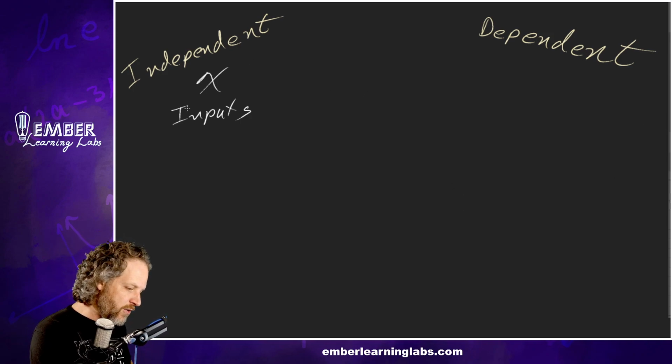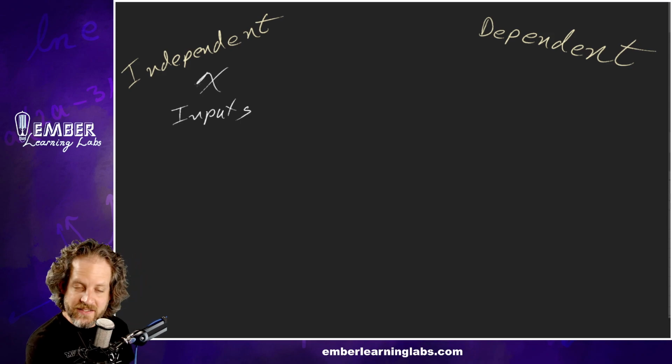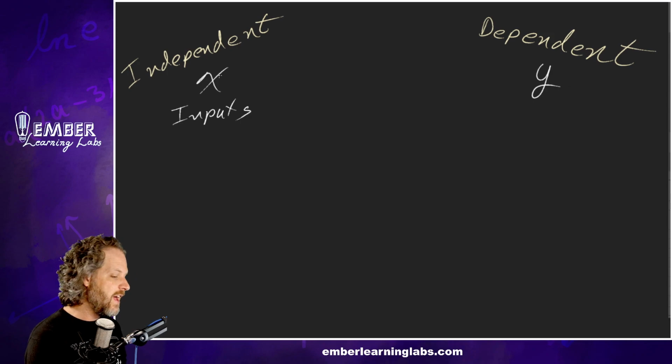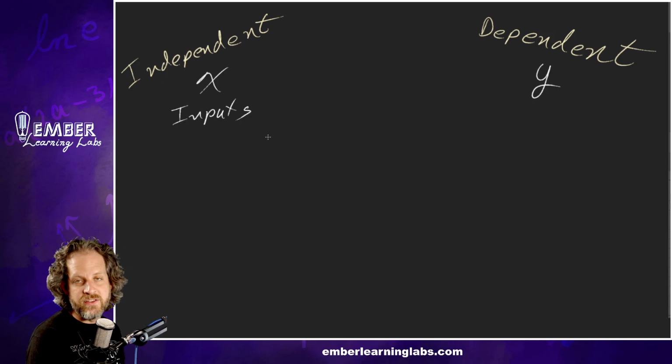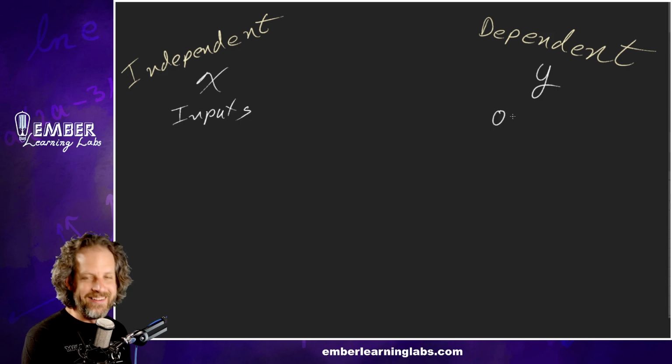So when we go with independent and dependent, the independent variable is the x's, which means the dependent variable is the y's. The independent variable is the inputs into the function, which means the dependent is the outputs, which starts with an O, not an A.